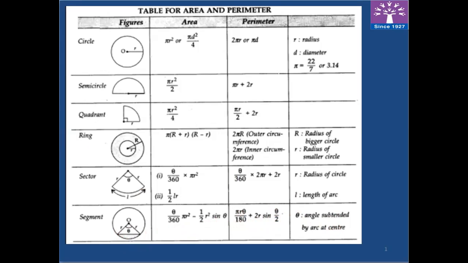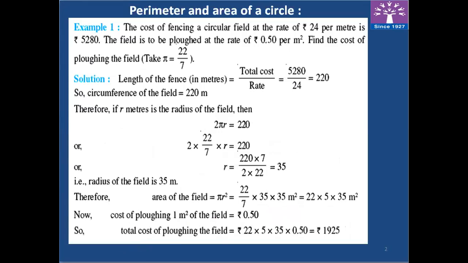Let us see a few questions related to this chapter. The first topic of this chapter is perimeter and area of a circle. In example 1, the cost of fencing a circular field at the rate of 24 rupees per meter is 5,280 rupees. The field is to be plugged at the rate of 0.50 rupees per meter square. Find the cost of plugging the field.